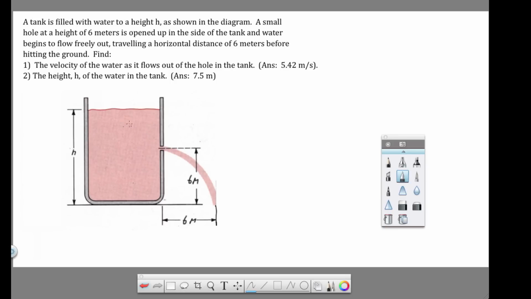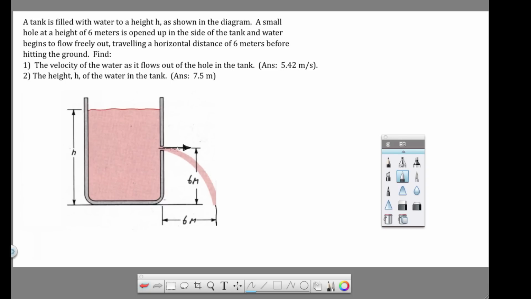So from this information, the first thing we're asked to find is the velocity of the water as it flows out of the hole in the side of the tank. So this is a projectile motion problem. It actually has nothing to do with fluids. This could be a ball being thrown horizontally from a height of 6 meters, landing 6 meters away from where it was thrown. It doesn't necessarily have to be water, but we're going to use projectile motion, which is kinematics, the motion equations, to solve for the velocity of the water as it exits this hole.